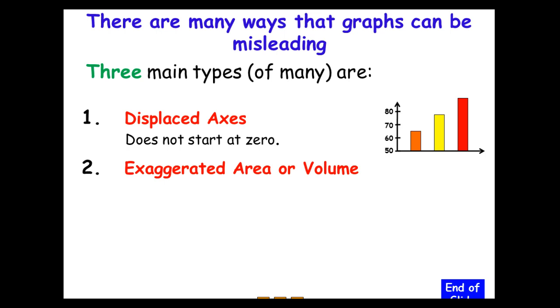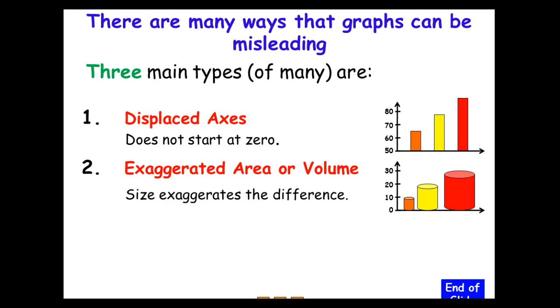Another way graphs can be misleading is to have an exaggerated area or volume. The size exaggerates the difference in the data. So for example, in this graph here, it's trying to show that the red column is the biggest, but it's only bigger by 10. Can you see the values on the left in the scale? The orange cylinder is at 10, the yellow is at 20, and the red is at 30.